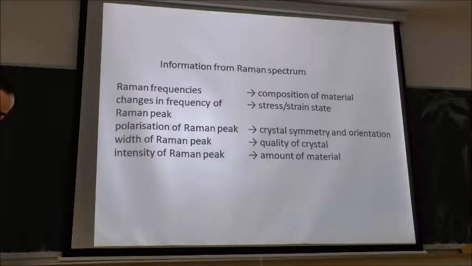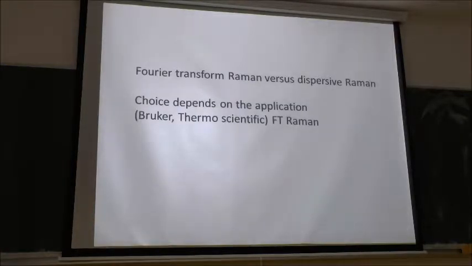So what information can we obtain from a Raman spectrum? First, Raman frequencies are related to the composition of the material. Then changes in frequency are related to strain and stress in the material. Polarization of a Raman peak would tell you something about crystal symmetry and orientation, and the width of a Raman peak is related to the quality of the crystal. The intensity, of course, is correlated to the amount.